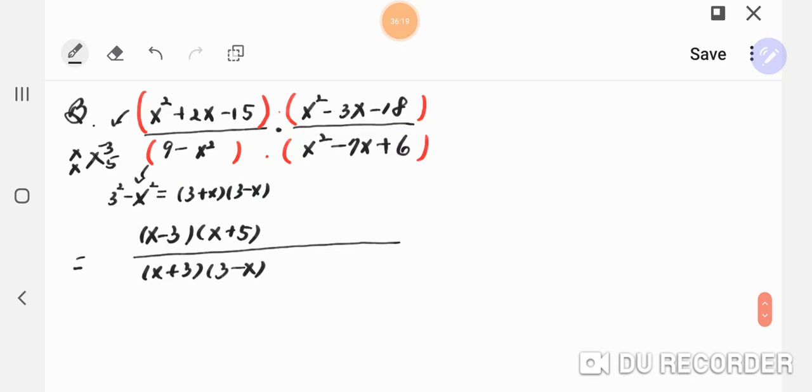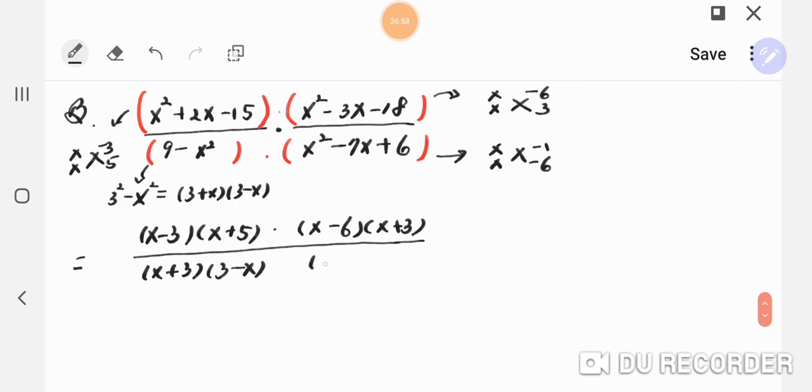Difference of squares. Okay, and this part is x times x. 18 is 6 times 3, and the minus sign should go on 6, so that the sum of the cross multiply is negative 3. So this will be multiplied by x minus 6, x plus 3. Okay, the last one, x times x. 6 is 1 times 6, and both should be negative. So that negative 1 times negative 6 is positive 6, and the sum will be negative 7x. So the last part is x minus 1 times x minus 6.